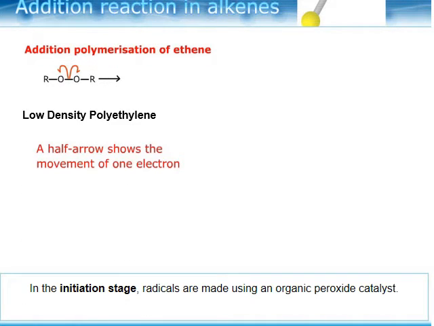So let's have a look at the initiation stage. Here we have our peroxide initiator, and we can see that one electron moves from each of the oxygen atoms as indicated by the arrows.